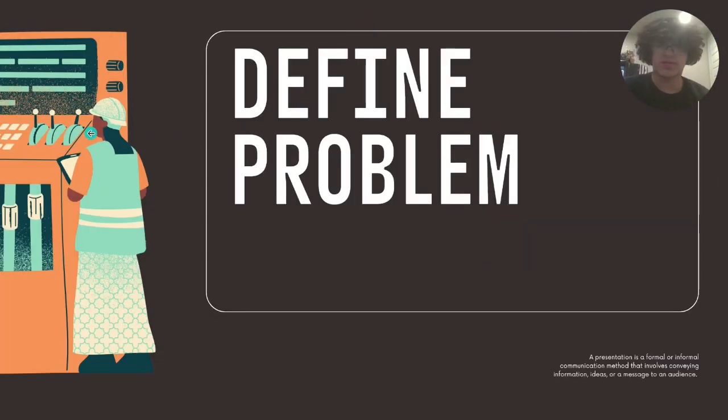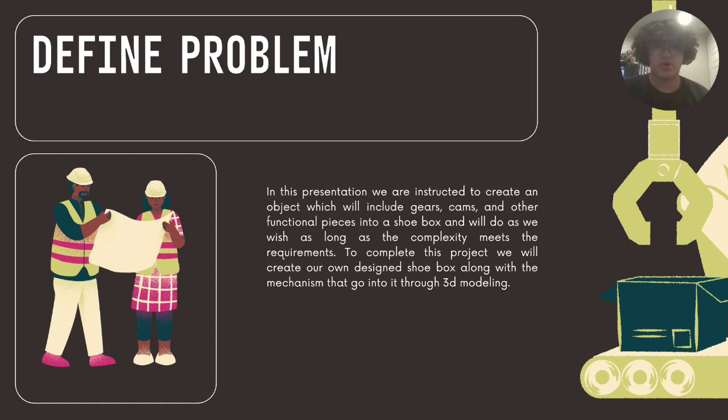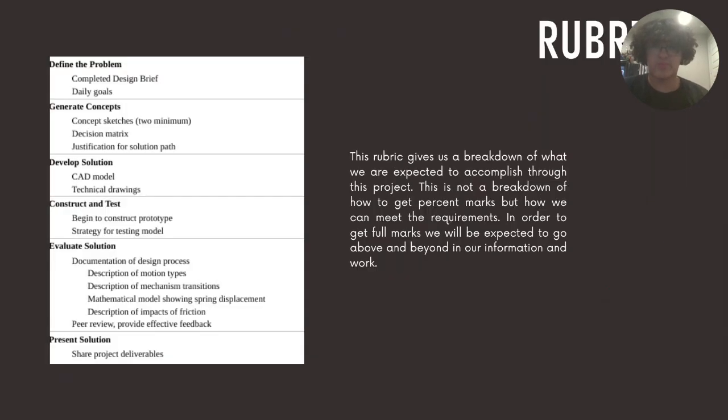So first we're going to define the problem. In this project, what we were instructed to do is create gears, cams, and other functional pieces, put it all in a shoebox, and at the end it should be a 3D model of an automata. It should be a prototype of an automata, and we will be constructing a 3D model of it as well.